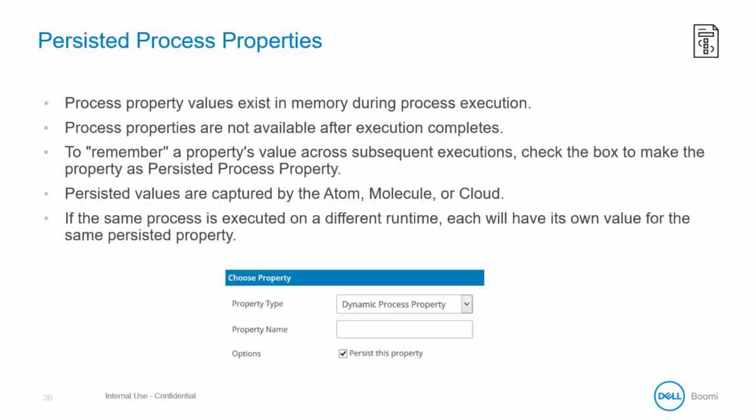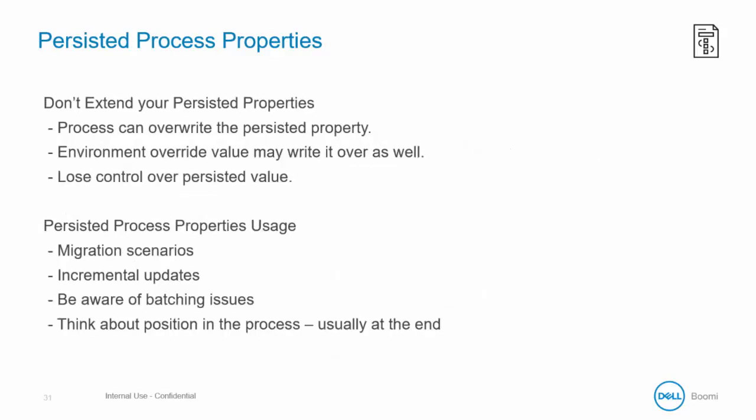Process property values exist in memory during the process, but are not available after the execution ends. But by persisting a property, the value is stored in the atom after execution, thereby retaining its value. It's loaded into memory automatically the next time the process is executed on that particular runtime. If the process uses the flow control step with the parallel processing option on, and the persisted process property is being set in the flow controlled portion, then the property that is set last takes precedence.